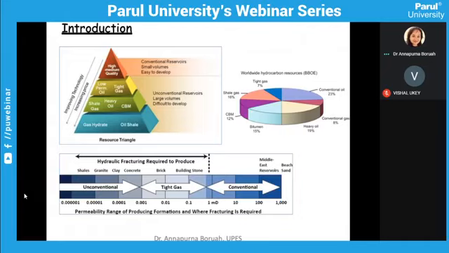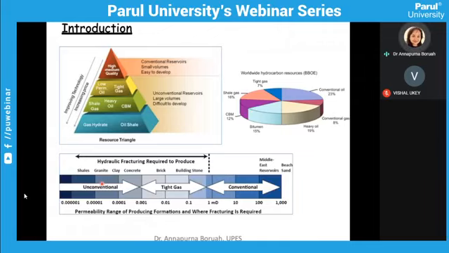Here you can see, as the conventional reservoirs are porous and permeable, these are the high quality reservoirs. As the porosity will decrease from right to left, you can see porosity will decrease in the tight gas reservoirs, you will get less porosity, less permeability, and in the unconventional reservoir, you will get very less permeability. So permeability will decrease from the conventional to unconventional.